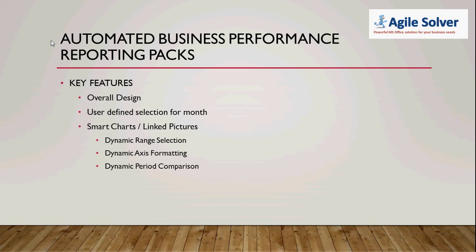The second aspect of this reporting pack will be a user defined selection for months. So for example, if I want to report for September, automatically everything should be matched for the September month. Or if I want to change it to August, it should give me an August report.